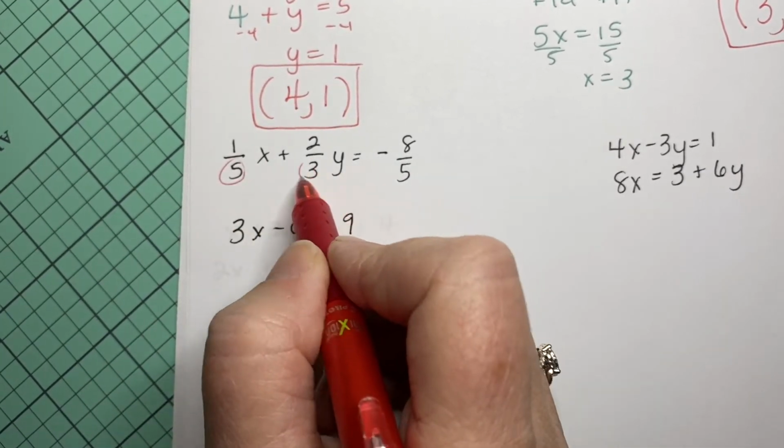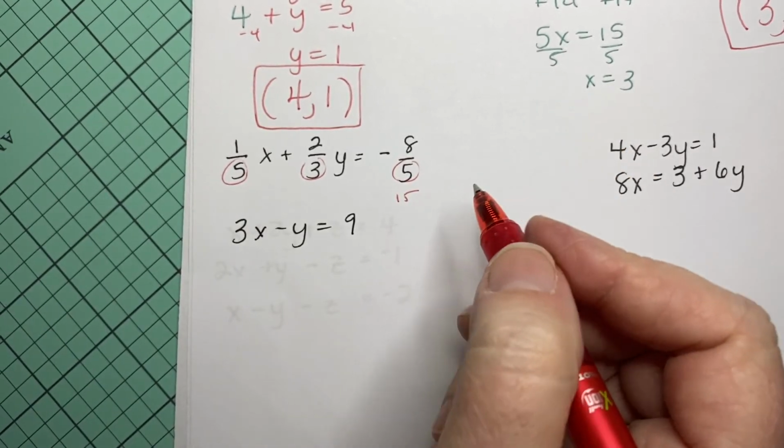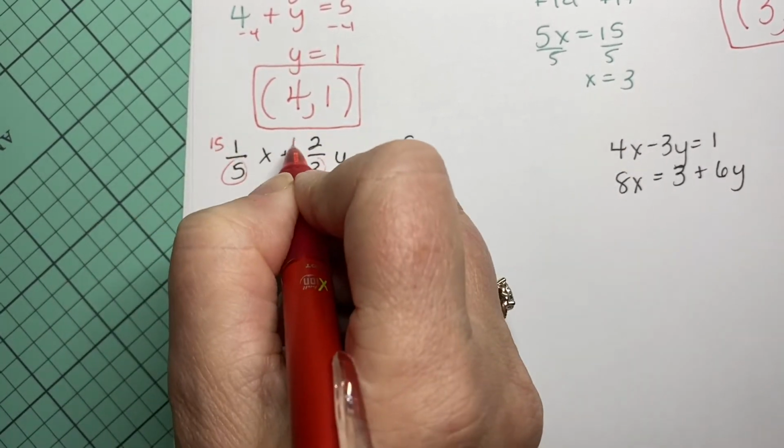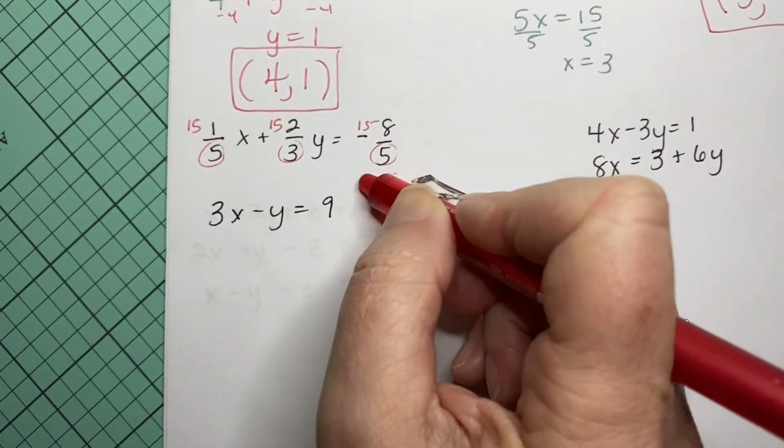We're going to look at our denominators and get our common denominator, which is 15, because that's the first multiple they have all in common. And we're going to multiply each one of them by 15. Let me erase this so it doesn't get in the way.